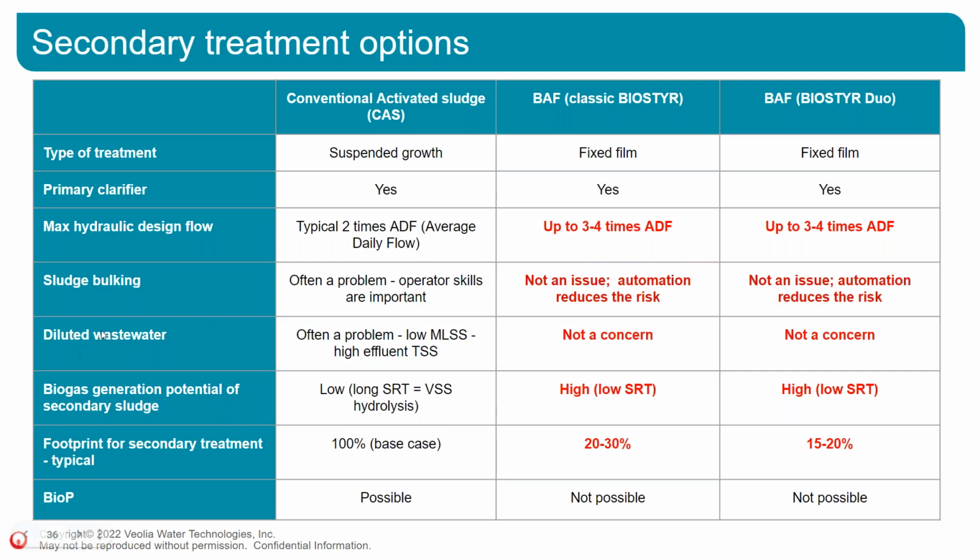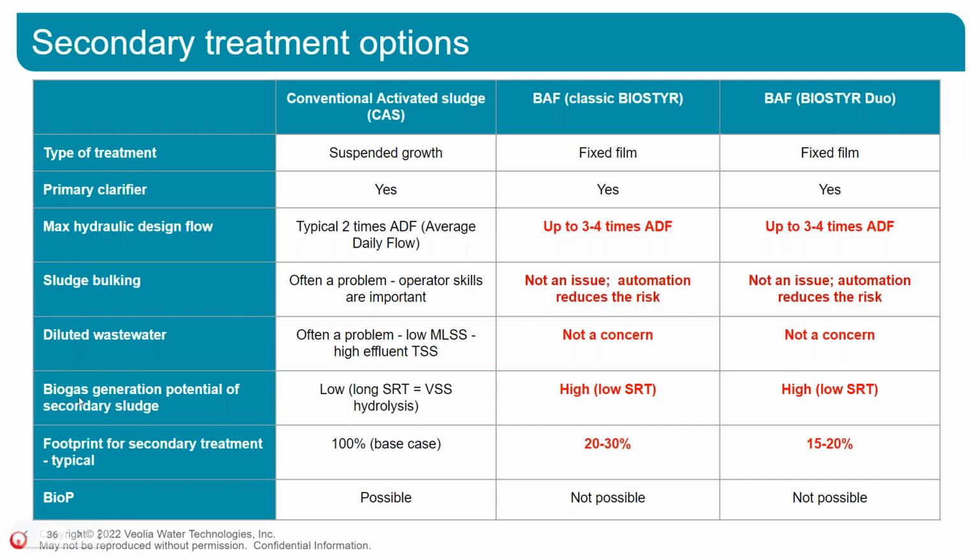This is going with the diluted wastewater. It's hard with an activated sludge to have a diluted wastewater because it's complicated to manage your MLSS. With the Biostyr, it's not a concern because the bacteria are all fixed on the media, so they're not washed away. They just stay on the media. There's sludge bulking that is often a problem with the activated sludge when there's an issue with the biology in the activated sludge. This is not an issue with the BAF because the backwashes control the sludge. It controls the biomass being released. So there's no accumulation, and it really reduces the risk of having trouble with sludge bulking.